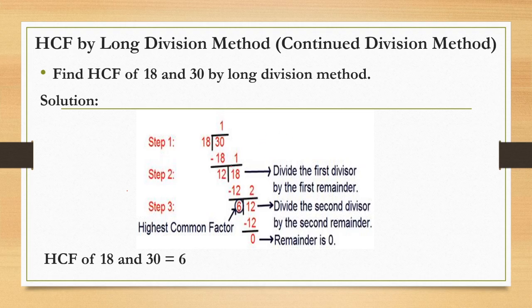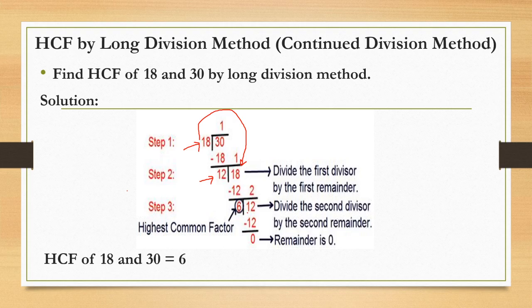See, this 12 is our remainder and this 18 is our divisor. So divide the first divisor by the first remainder, and this is our first remainder. So we are going to divide this 18 by 12. Whatever remainder you got, that becomes divisor, and whatever divisor is, that becomes dividend. Okay, now in table of 12, at one time we got 12. After subtraction we got 6.